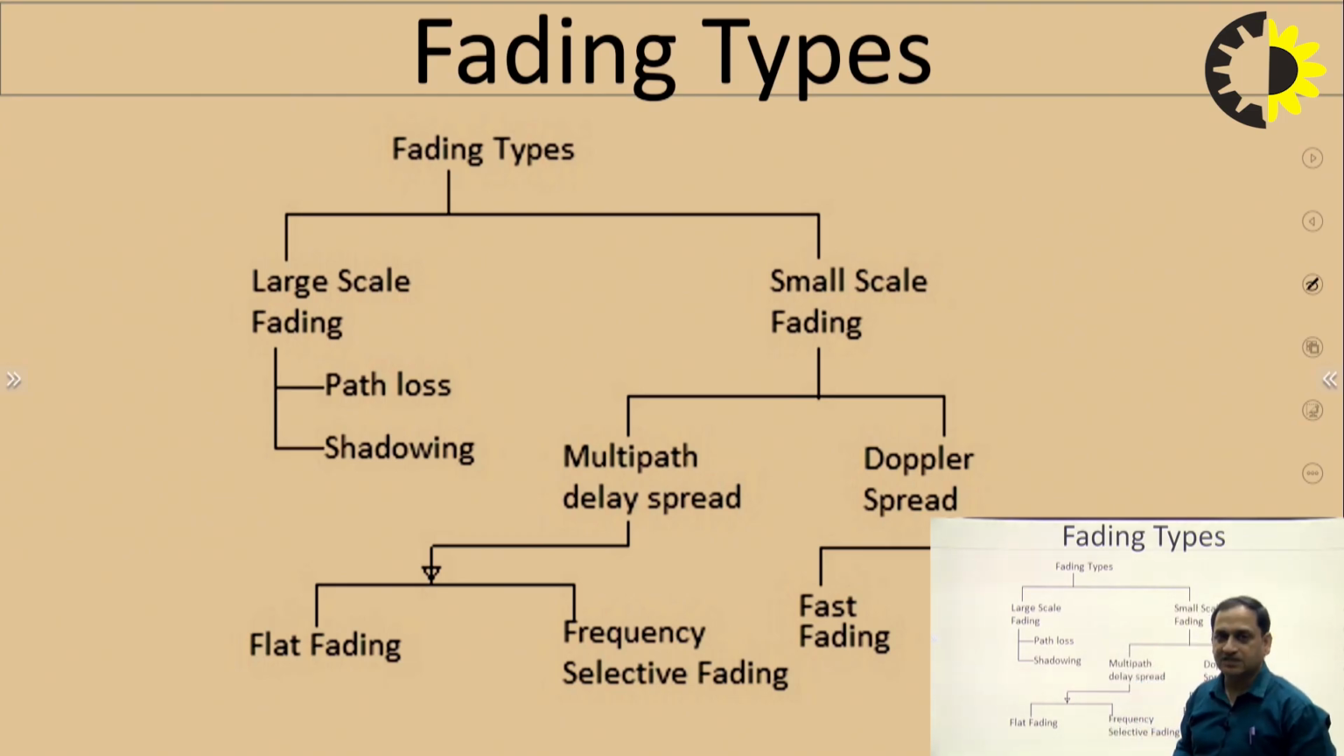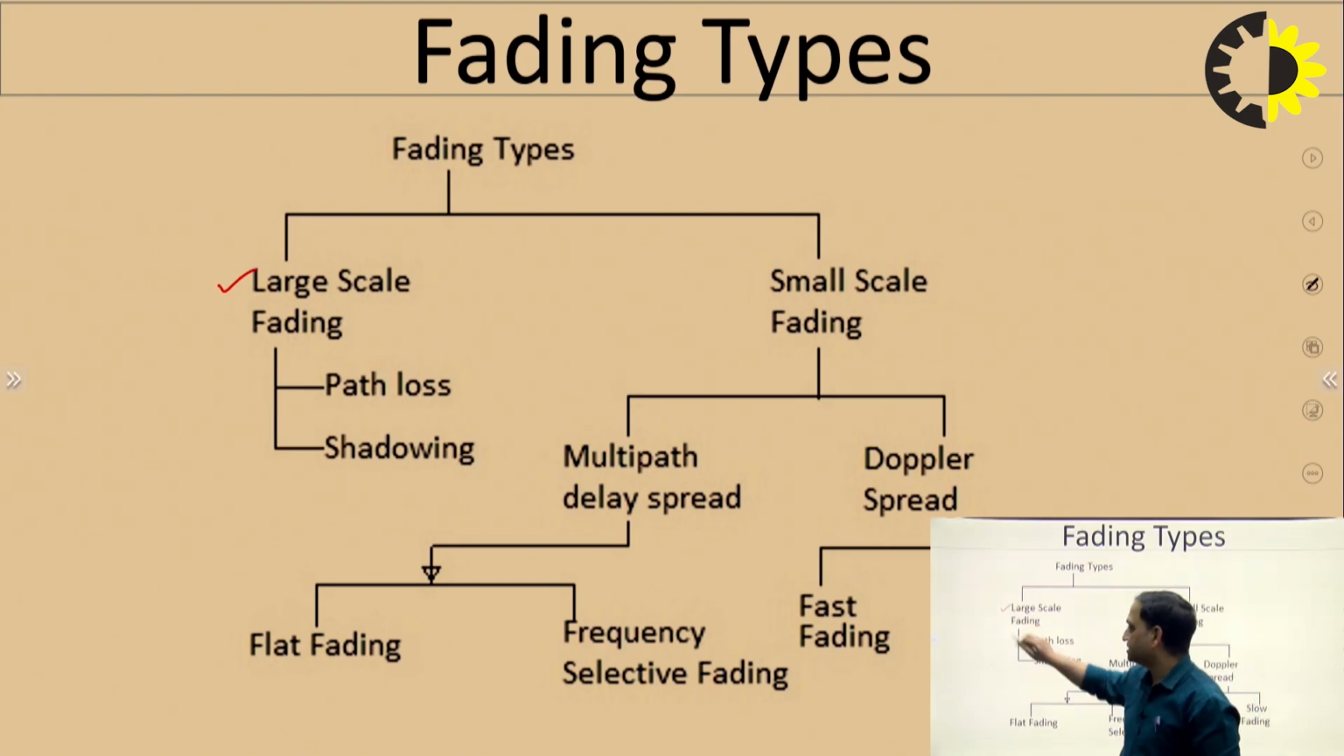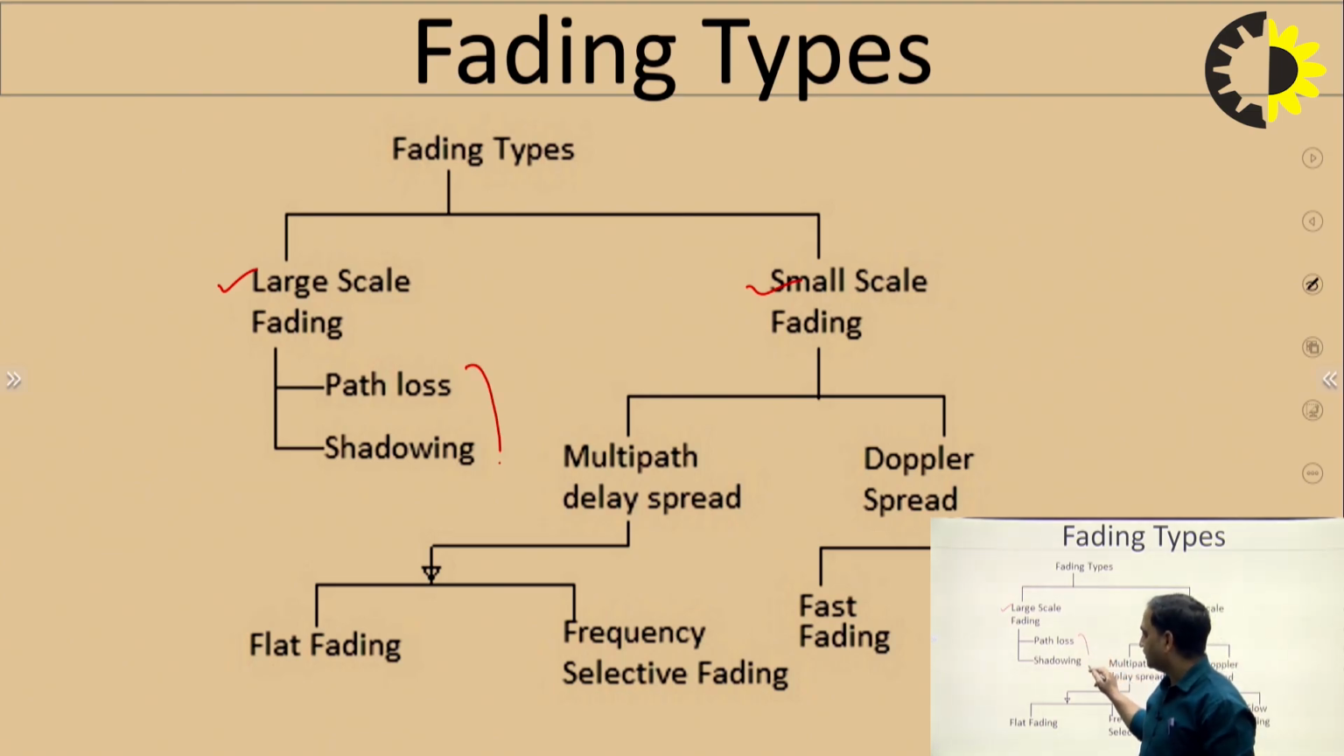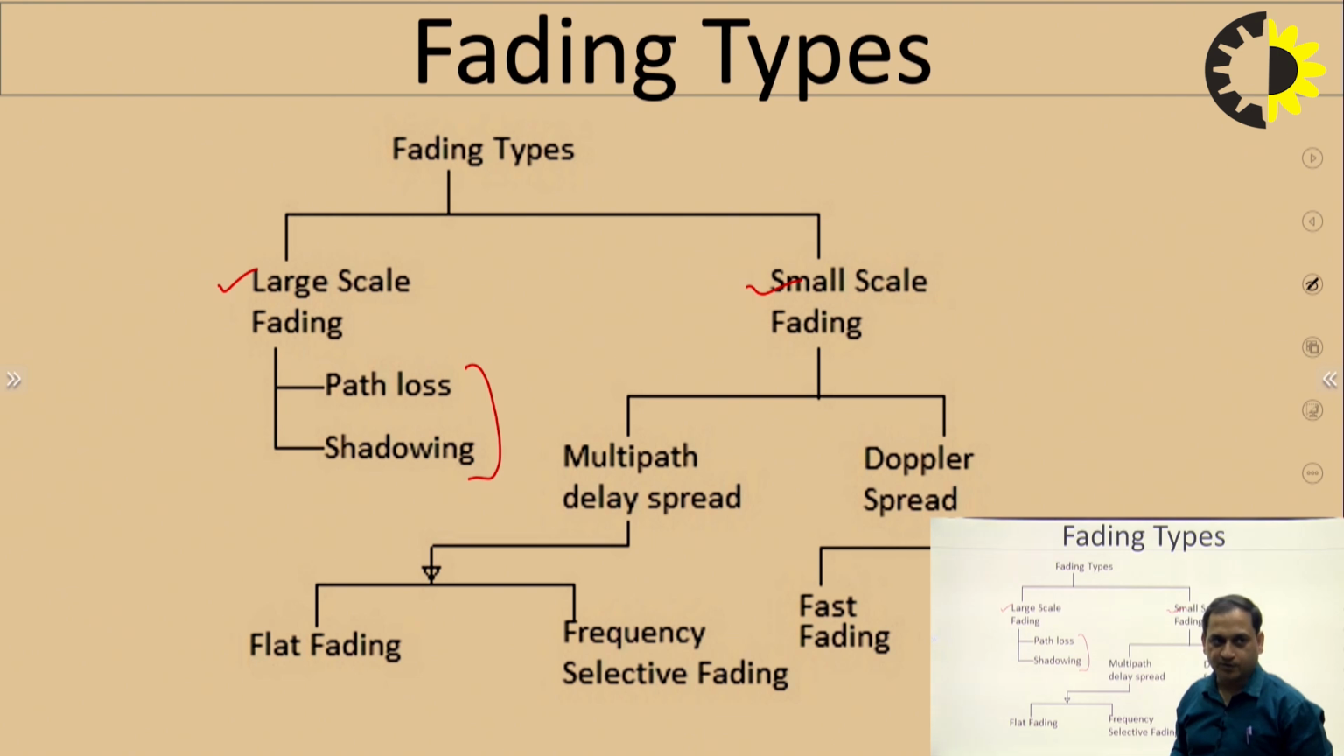We classify fading into two parts: the first one is large scale fading, and the second one is small scale fading. Large scale fading is again of two types. Large scale fading can occur because of path loss and shadowing, and small scale fading can occur due to multi-path delay spread and the Doppler effect.